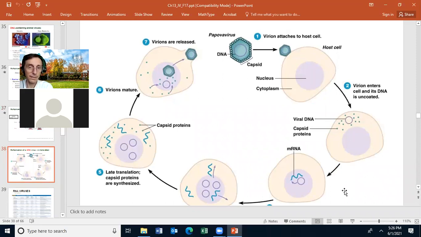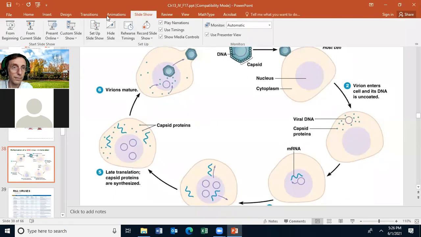Let's see if I can shrink this, or maybe I can blow it up. Slideshow.